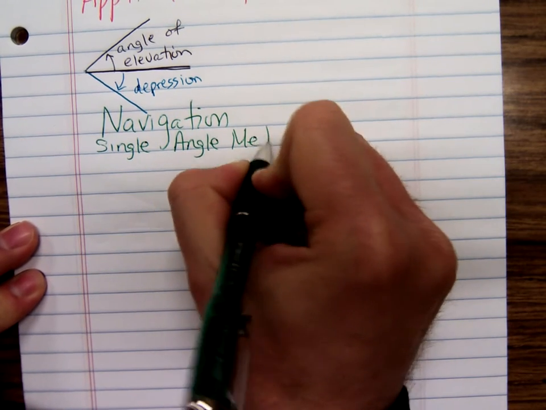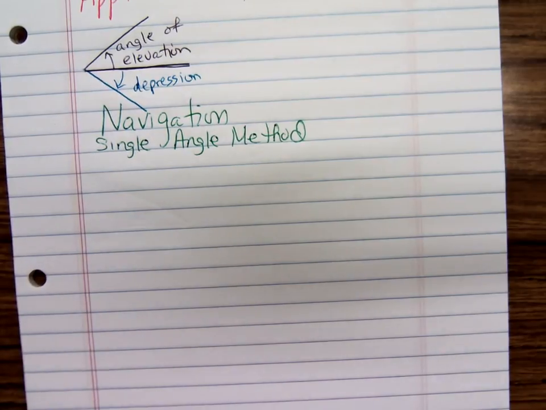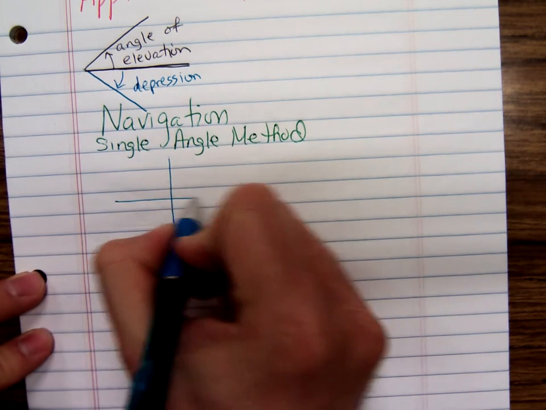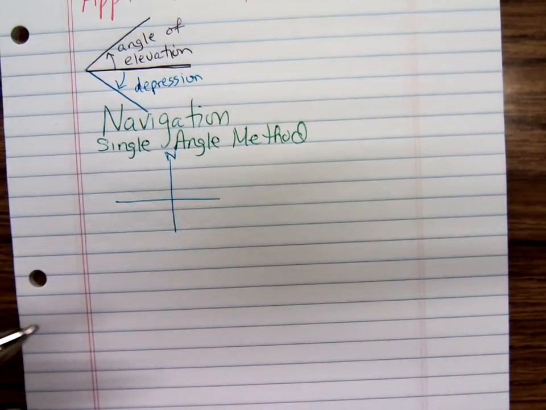If you were told a ship is traveling on a bearing of 130 degrees, normally in this class, when we measure angles in any math class, we're measuring from the x-axis, except with navigation. With navigation, you're measuring from the y-axis. With the single angle method, you always start measuring at due north, and you move in a clockwise direction. Okay, due north, move in a clockwise direction.